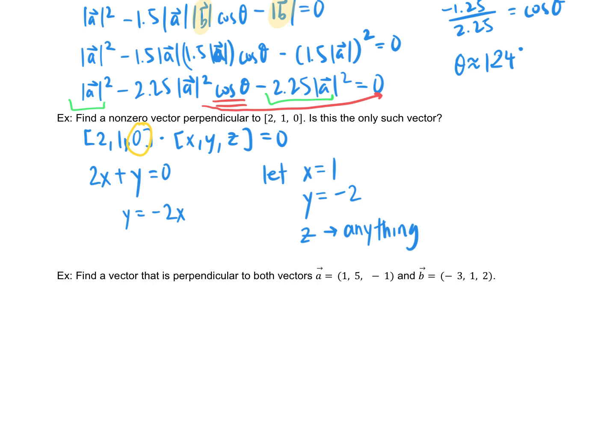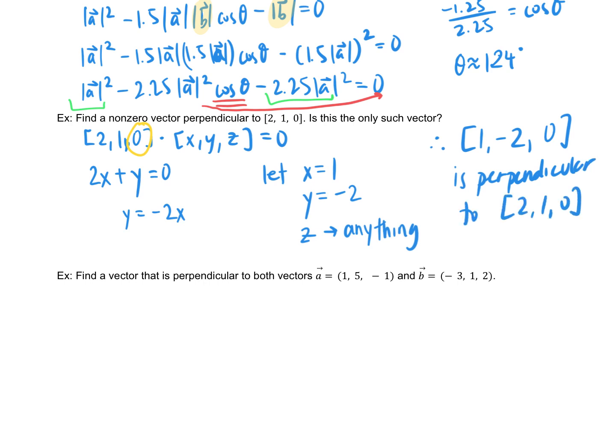So for example, 1, negative 2, I'm just going to put 0, is perpendicular to 2, 1, 0. And this is not the only vector. Any vector of the form x, negative 2x, and whatever z wants to be, will be perpendicular to 2, 1, 0.